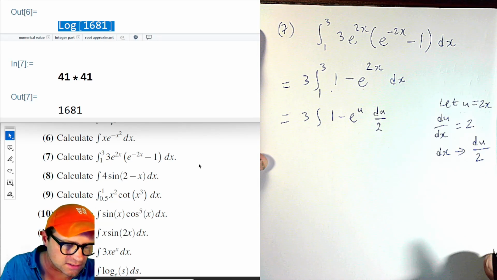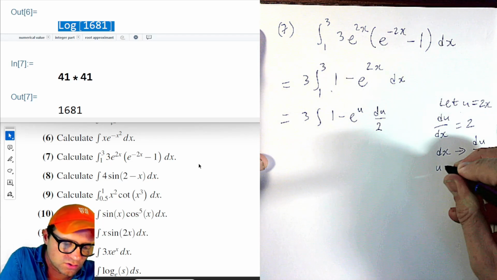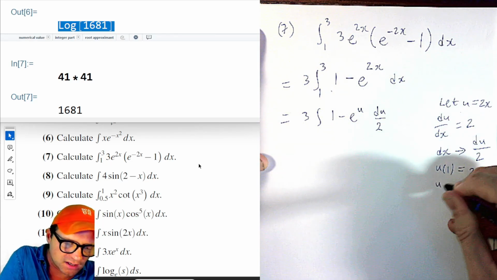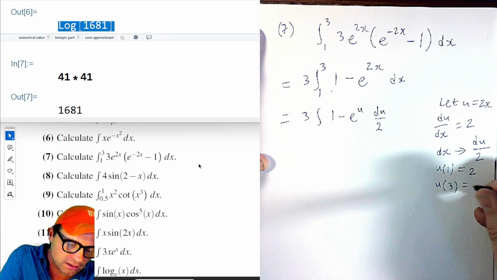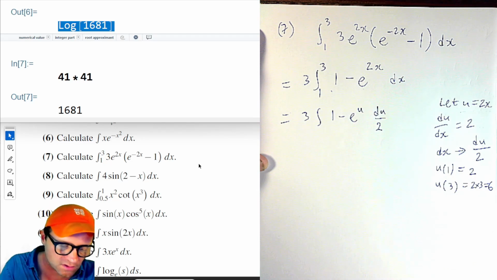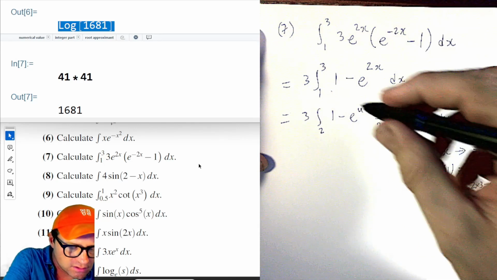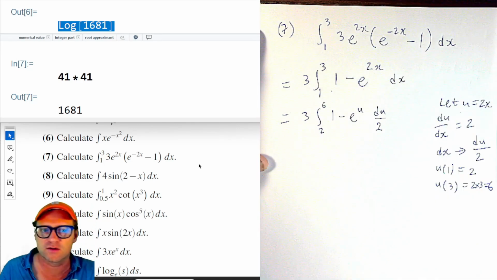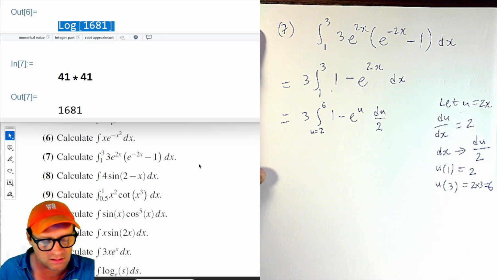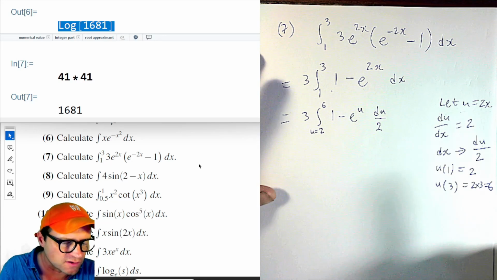Okay, great. Now, what is this in terms of u? Well, u of 1 is 2 times 1, which is 2, and u of 3 is 2 times 3, which is 6. Okay, and so then we have new bounds from 2 to 6. And remember, this is in terms of u, so if you want to add in u equals 2, that's no big deal. All right. So let's finish this off.